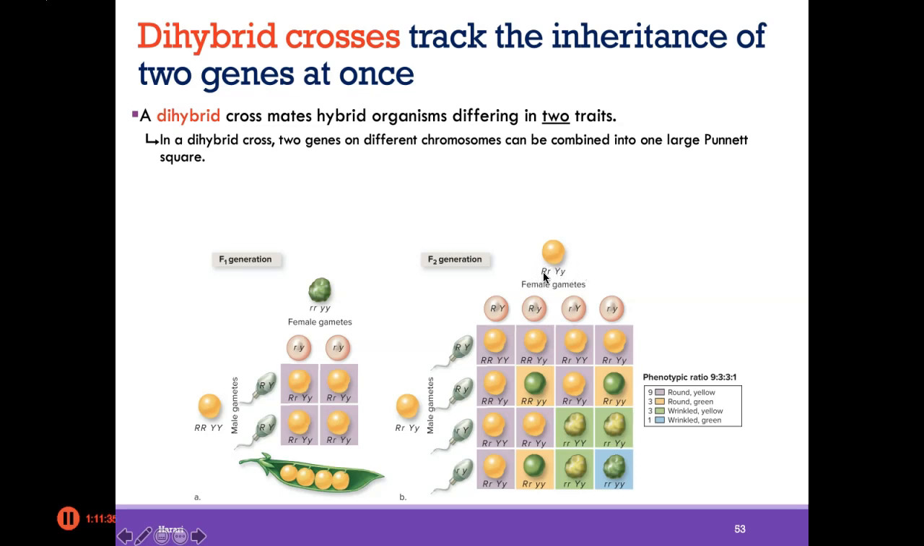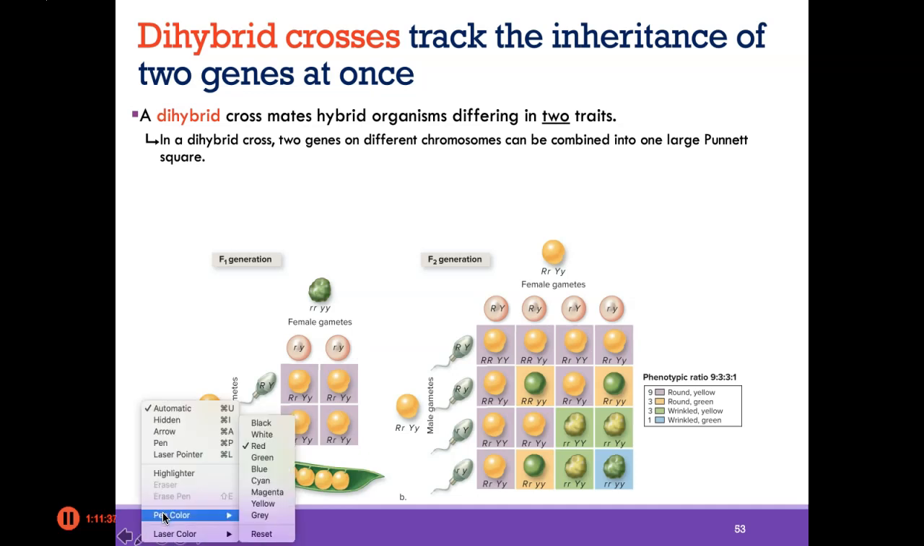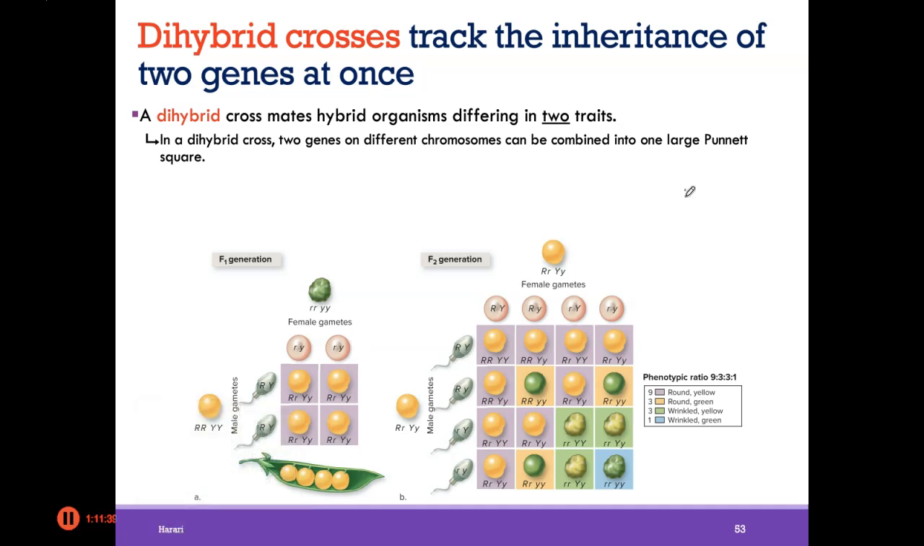From this individual over here, you could have 4 different gametes. A way to remember that is using FOIL. I don't know if you remember that from algebra. First, outer, inner, last. So basically the gametes, any possible R could match with any possible Y in this female.